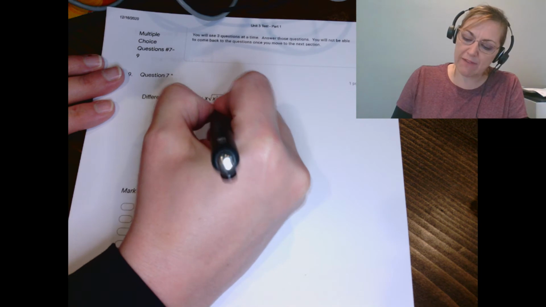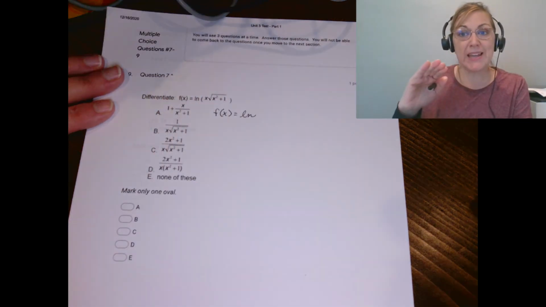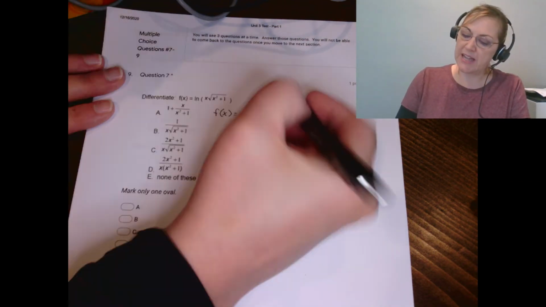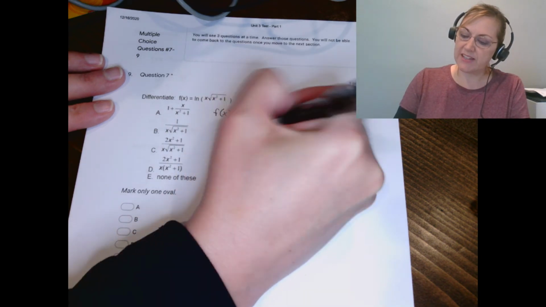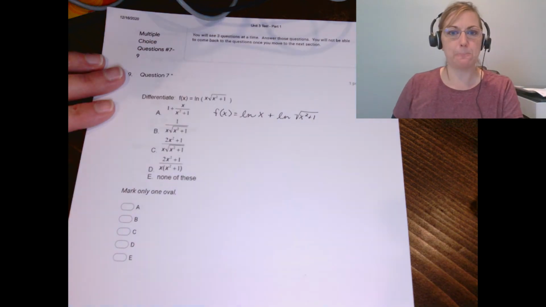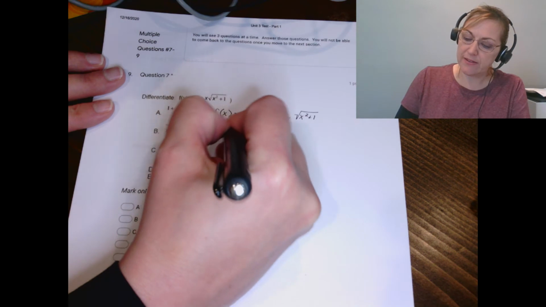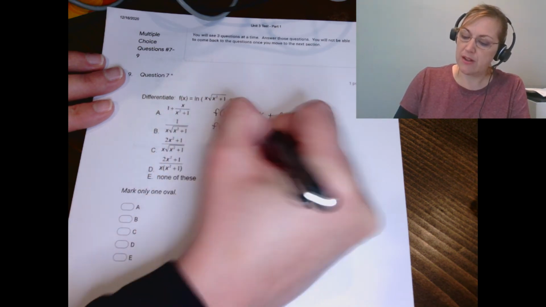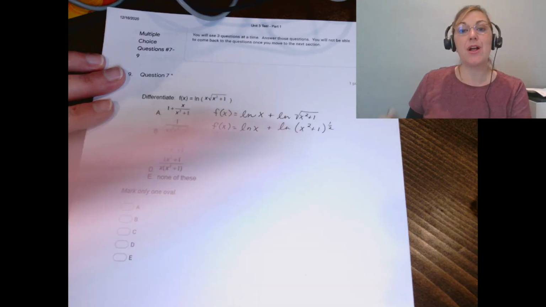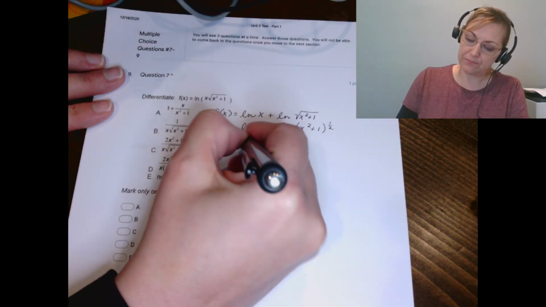Remember that when you have logarithms, if you have multiplication inside of your logarithm, you can split that to addition. So this becomes ln of x plus the ln of the square root of x squared plus 1. You can go even further if we rewrite that square root as a 1/2 power. Then we remember that exponents become coefficients of logarithms.